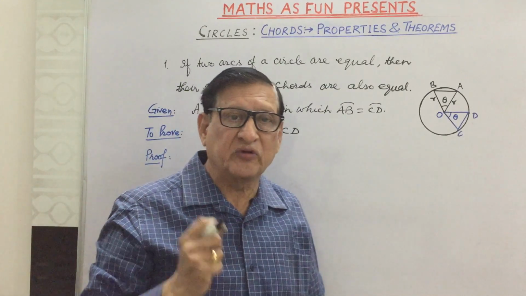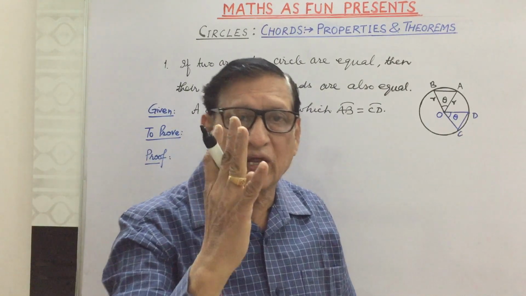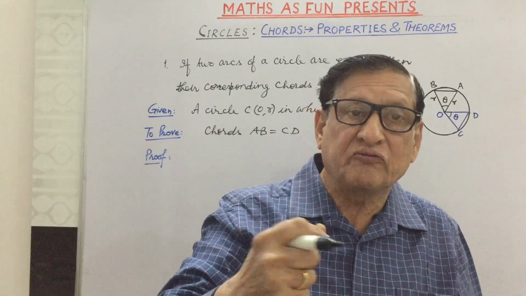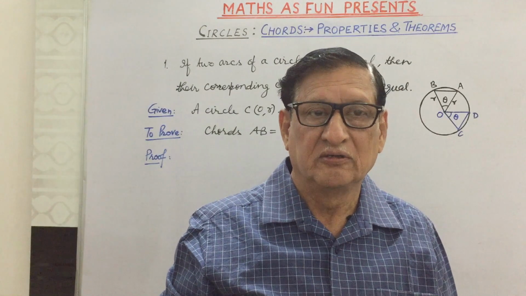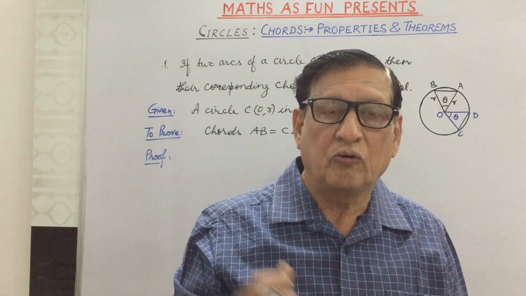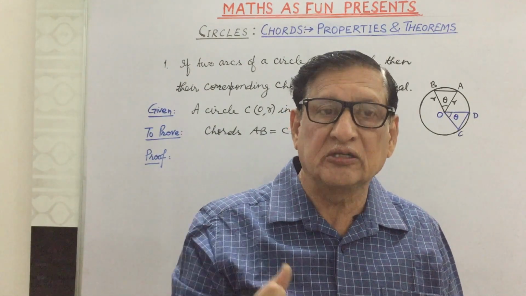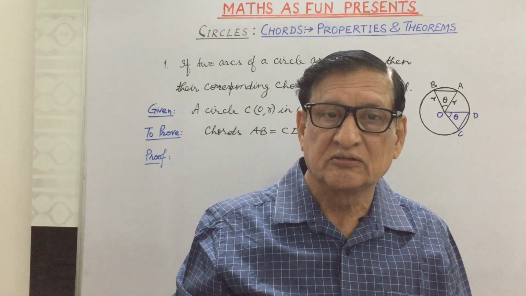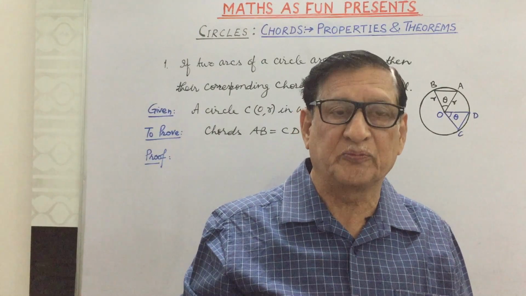After the diagram, what we need? We have four elements in the theorem. The first one is given. In that we write what is given to us. Then to prove what is to be proved. Third is construction if required. And the fourth one is proof, main part of the proof.